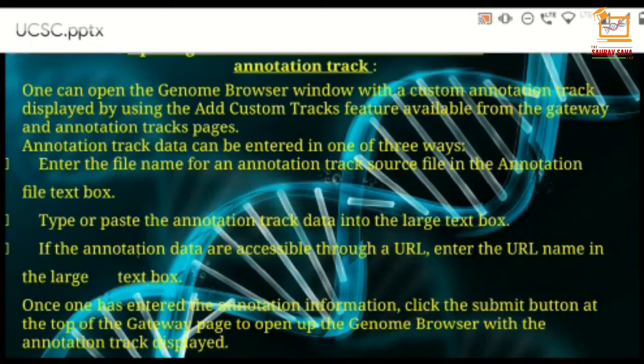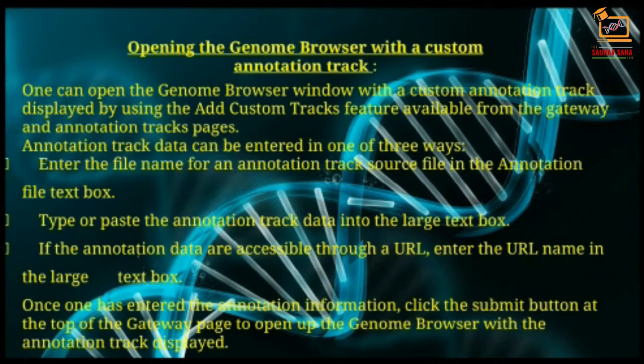The users can add their own custom tracks by using the Add Custom Track feature available from the Gateway and Annotation Track pages. Annotation track data can be entered in the following ways. Firstly, by entering the file name for an annotation track file in the annotation file text box, or by typing or pasting the annotation track data in the last text box. And finally, if the annotation data is accessible through a URL, enter the URL in the last text data box.